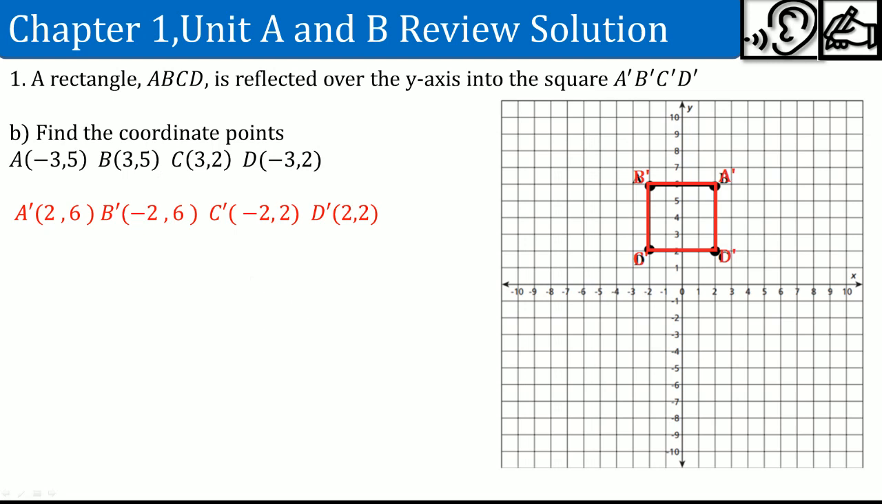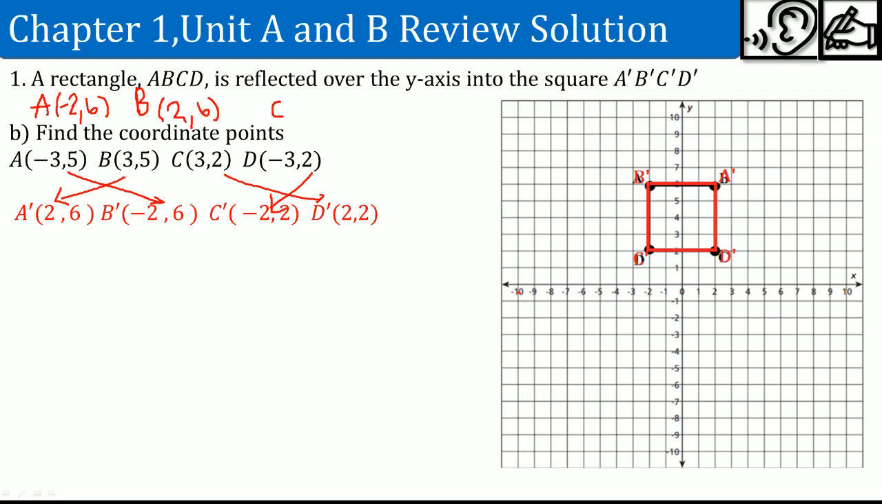Let's see if it's right. Nope, you see? A prime is 2, 6. This should be here, this should be here, and this should be here. Okay, I made a mistake here. Let me write, what is the original A point? So look, the original A would be negative 2, 6. The original B would be 2, 6.